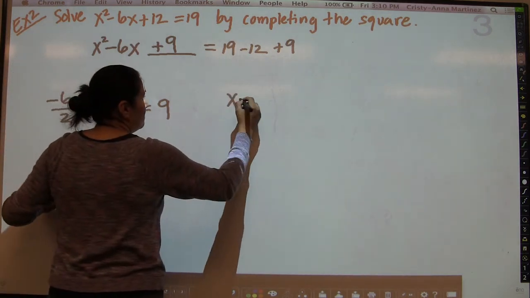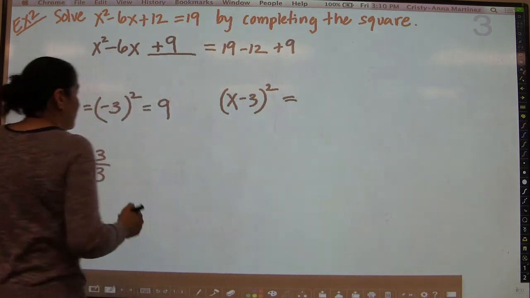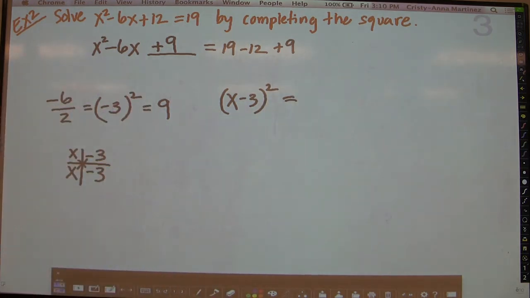So I get x minus 3 quantity squared equals the 19 minus the 12 plus the 9, which is going to equal 16, I believe.